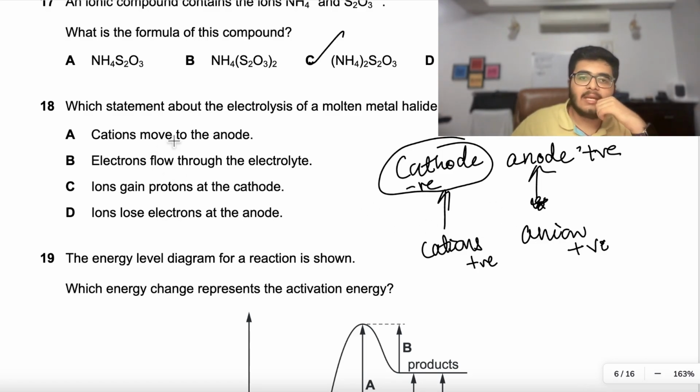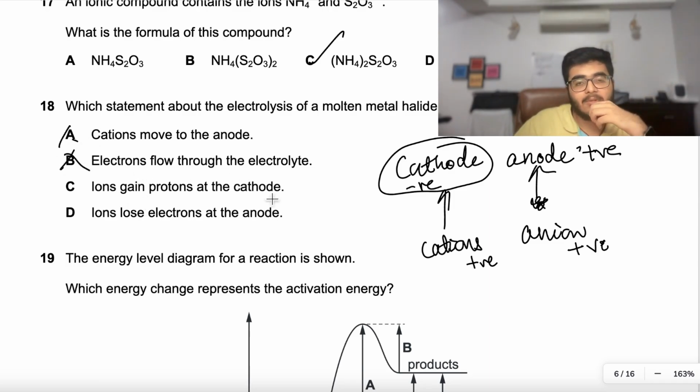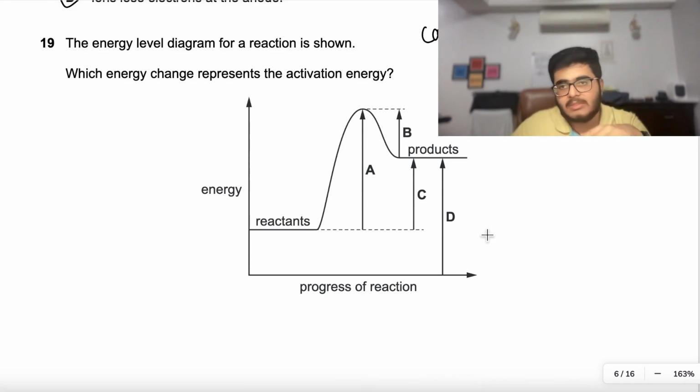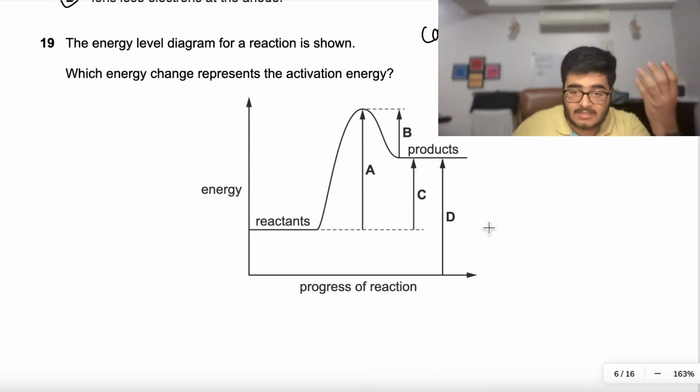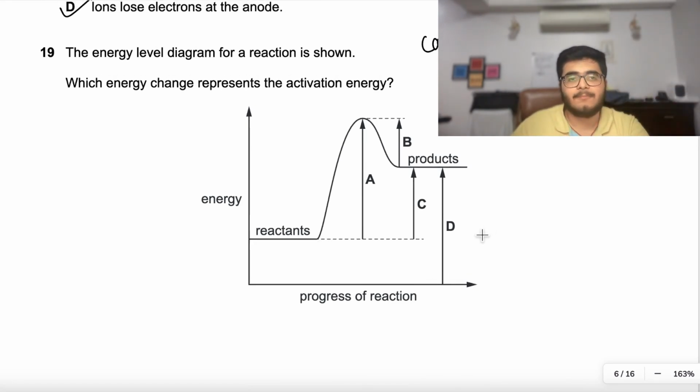Okay, seeing the options, cations move to anode, which is not correct. Electrons flow through the electrolyte, which is also not correct. Ions gain protons at the cathode, which is also not correct. Ions lose electrons at the anode, which is correct because an ion has a negative charge, right? Perfect. So they lose first and then they gain, once they convert from an ion to an atom, right? Okay.